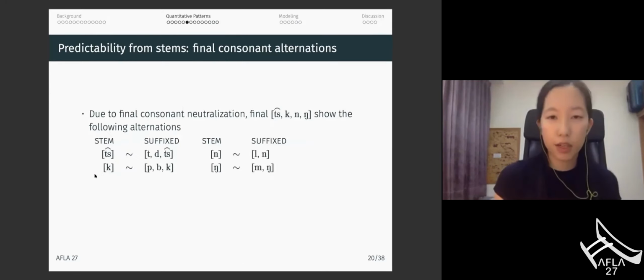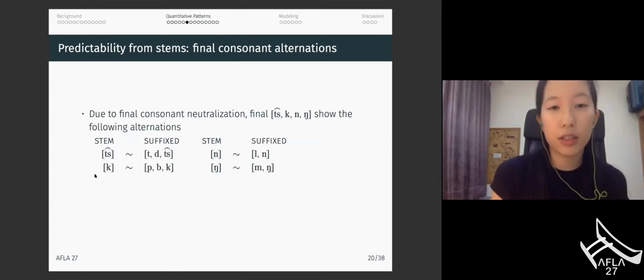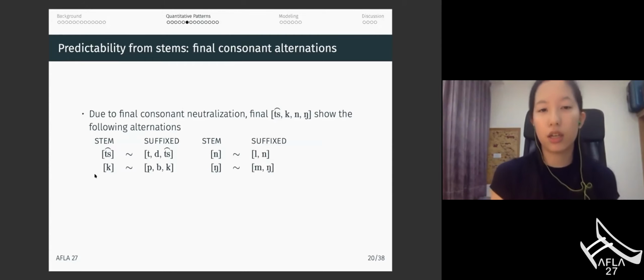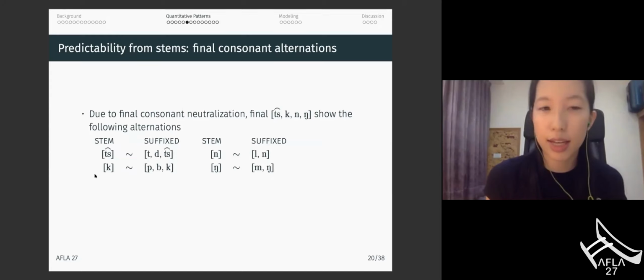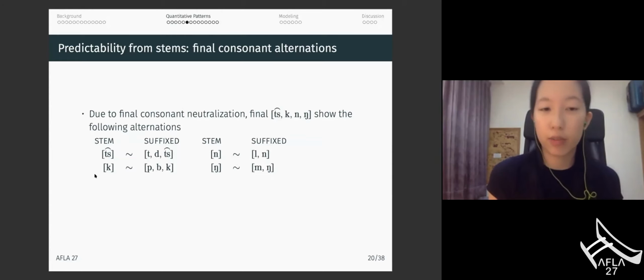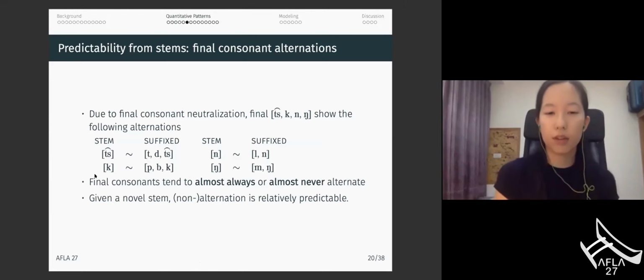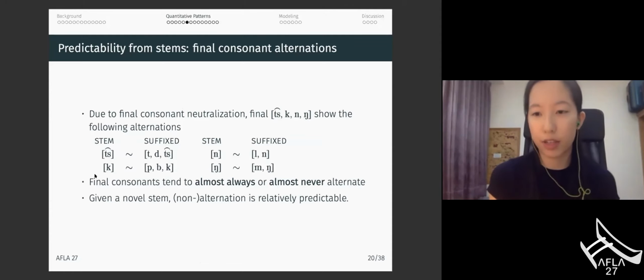So that was vowel alternations, and now we can talk about final consonant alternations. So recall that due to final consonant neutralization, these final t, k, n, and engma show the following alternations. So again, in principle, these alternations should be idiosyncratic and unpredictable given just the stem. However, it turns out that final consonants tend to almost always or almost never alternate. This means that given a novel stem, a Seediq speaker could in principle predict whether or not a final segment will alternate or not with relatively high accuracy.